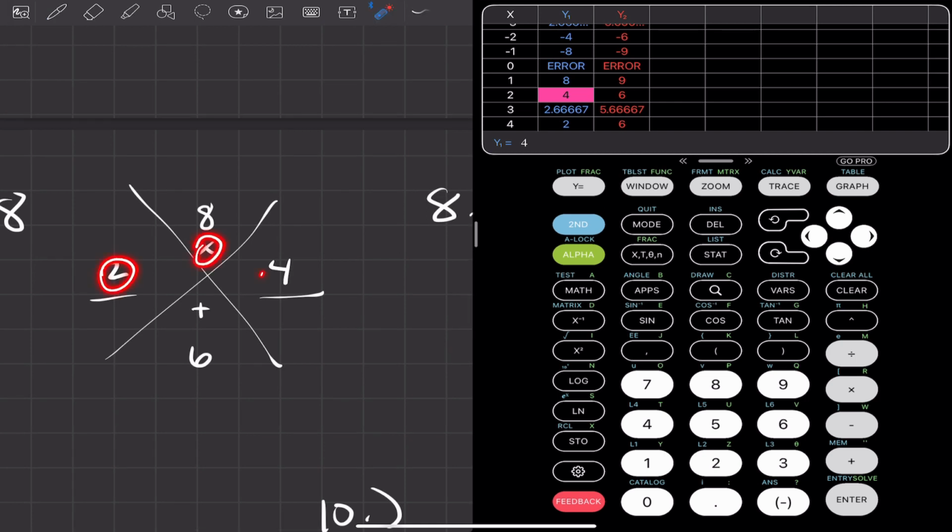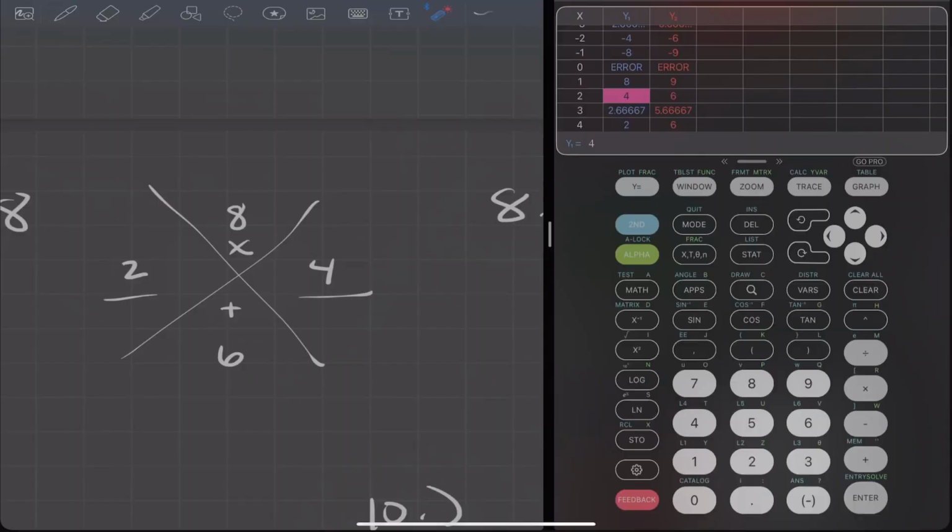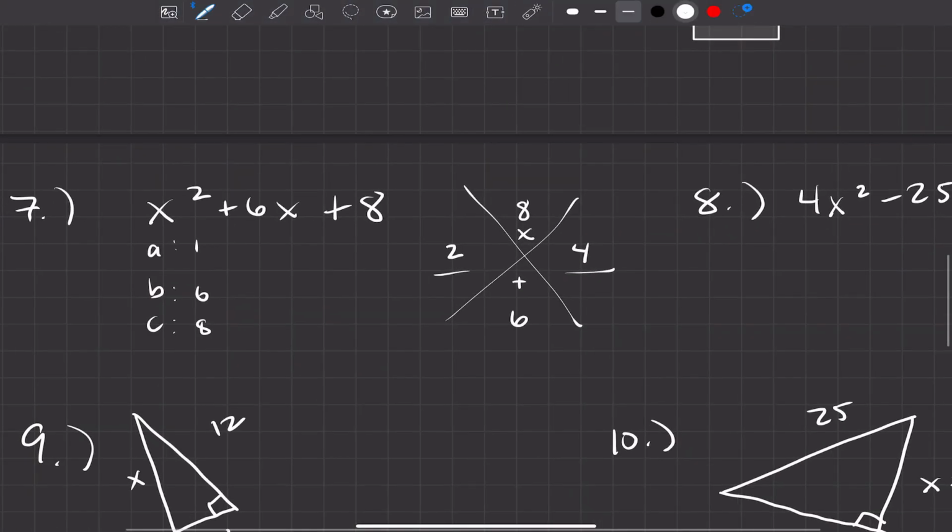2 times 4 is 8. 2 plus 4 is 6. So what does that mean? Your answer is x plus 2 times x plus 4.